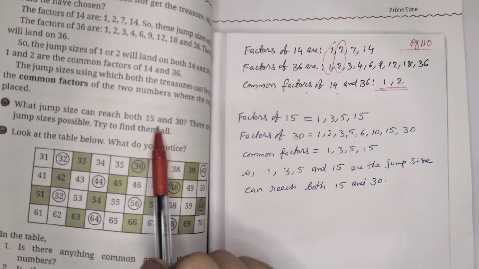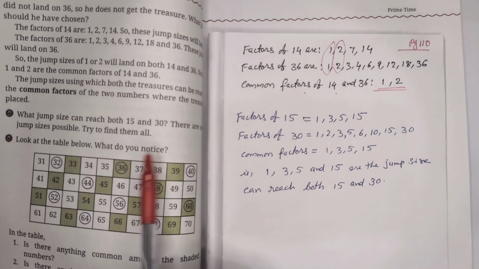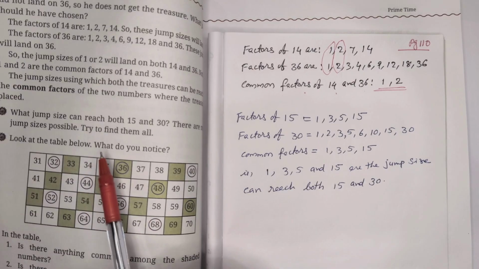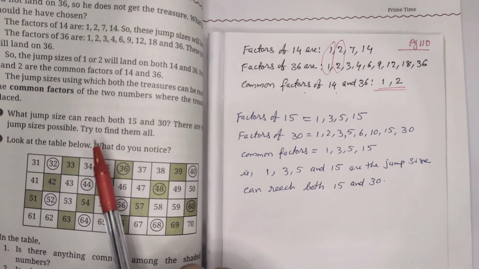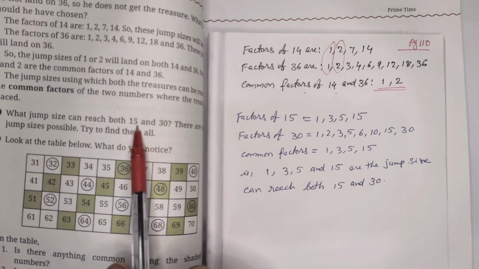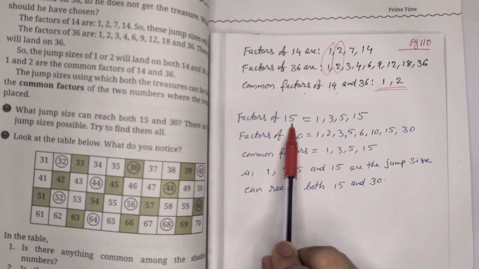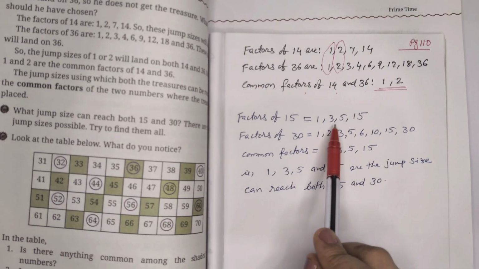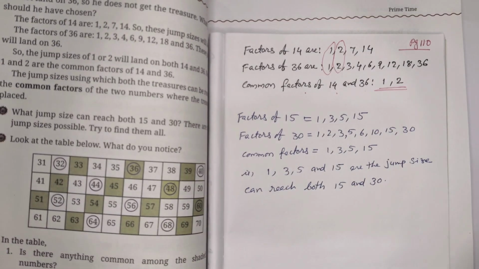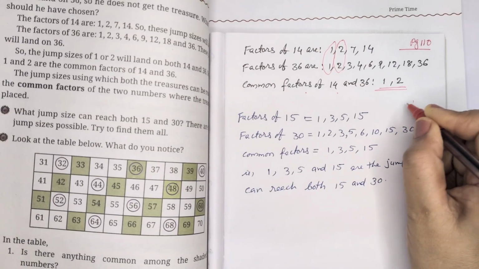What jump size can reach both 15 and 30? There may be multiple jump sizes possible. Try to find them all. So first we have to write factors of 15: 1, 3, 5, 15. Factors of 15 we have to find using the table also.